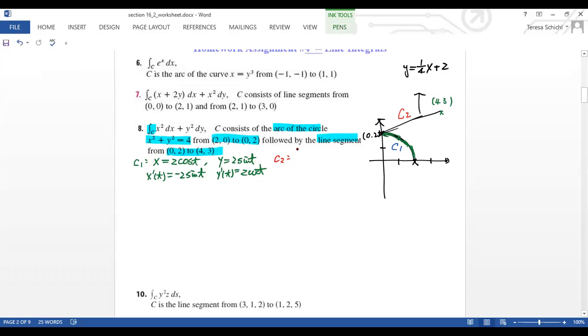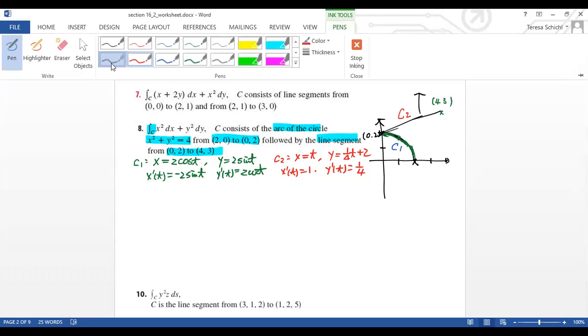Now let's define the parametrization for this one here. I can assign x equal to t, correct? If x equals t, what is my y here? My y is 1/4 t plus 2, right? Then x prime of t is 1, and y prime of t is 1/4.